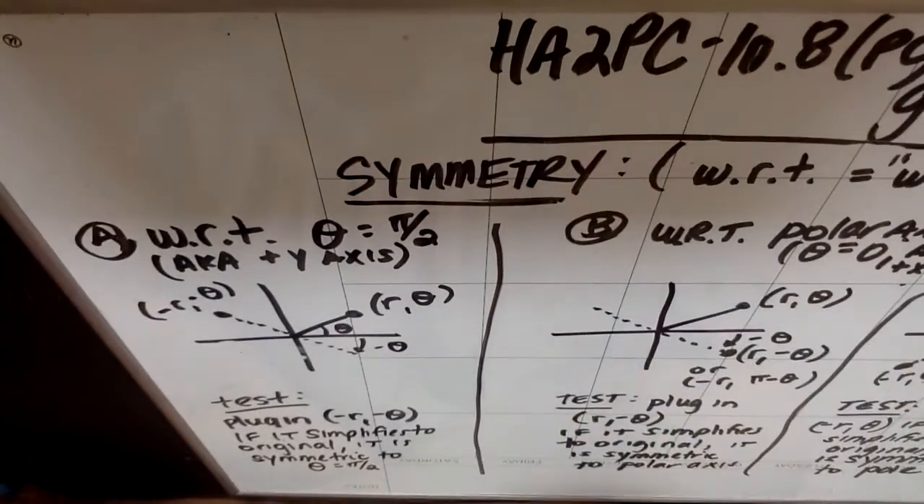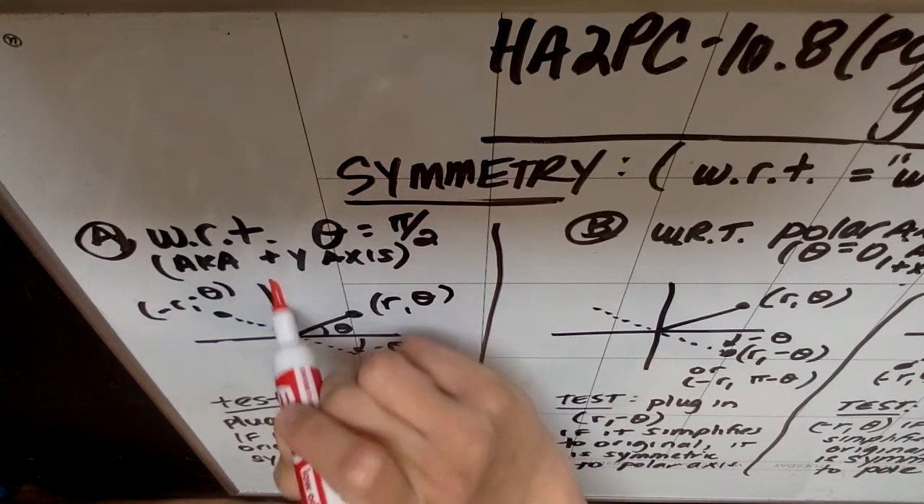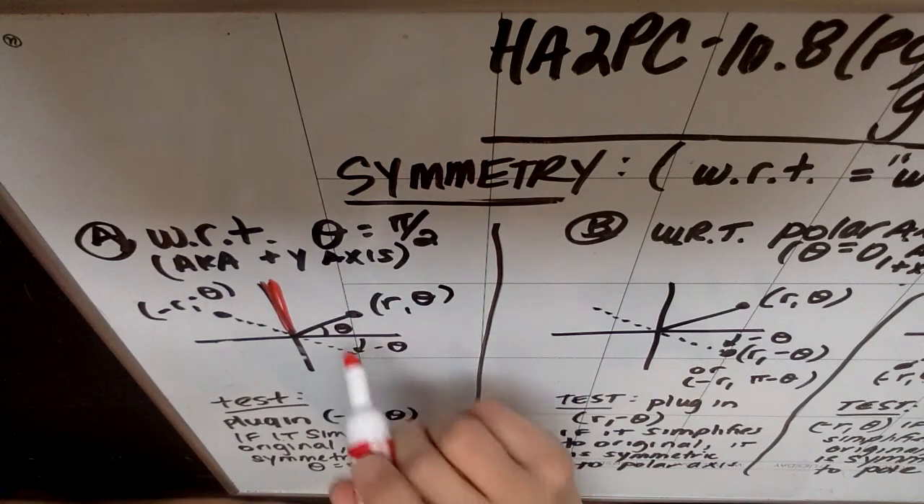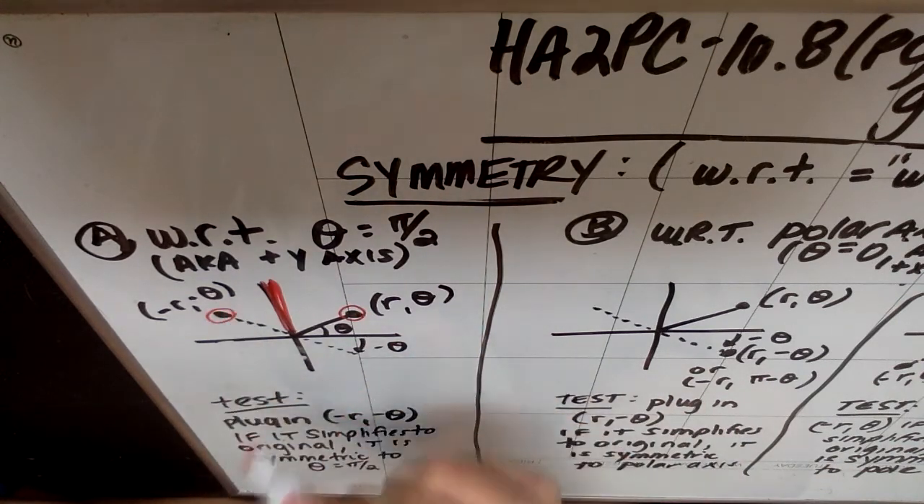Okay, so first kind of symmetry. With the symmetry with respect to theta equals pi over 2. So theta equals pi over 2 is basically the positive y-axis, right? It's right here. Okay, so if you're symmetric to that, then if the point r comma theta is on a graph, so is the point negative r comma negative theta.